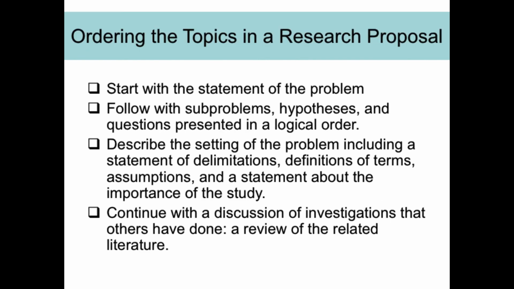And finally, this is the order in which the topics should generally run in a research proposal. You should begin with the problem statement and follow with subproblems, hypotheses, and/or research questions, presented in a logical order. Then you should describe the setting of the problem, including a statement of delimitations, definitions of terms, assumptions, and a statement about the importance of the study. Finally, you should continue with a discussion of investigations that others have done. This is the literature review that is essential for any research proposal.